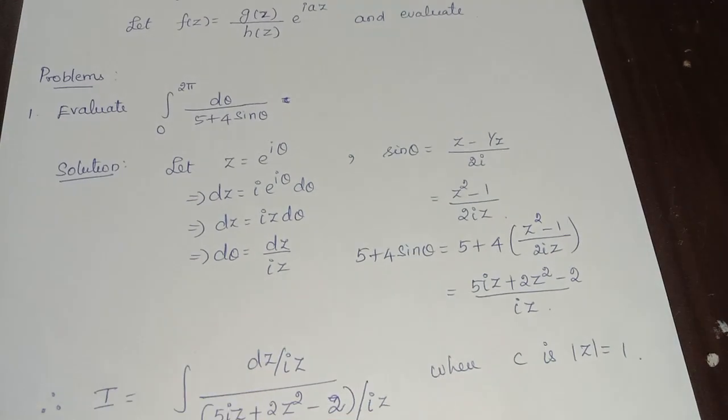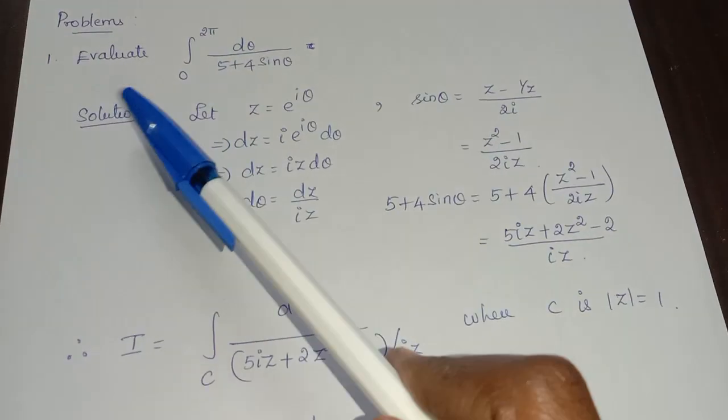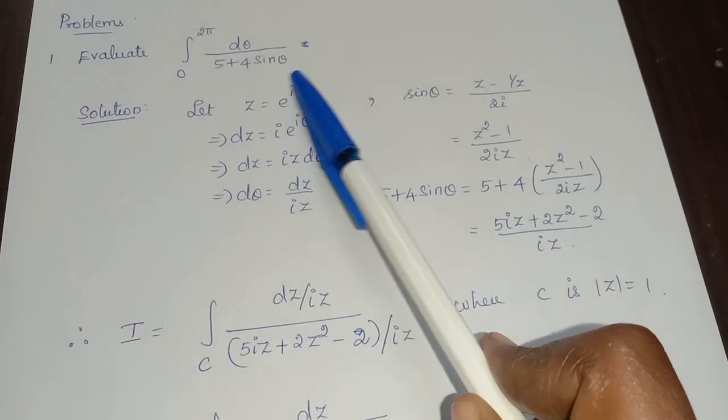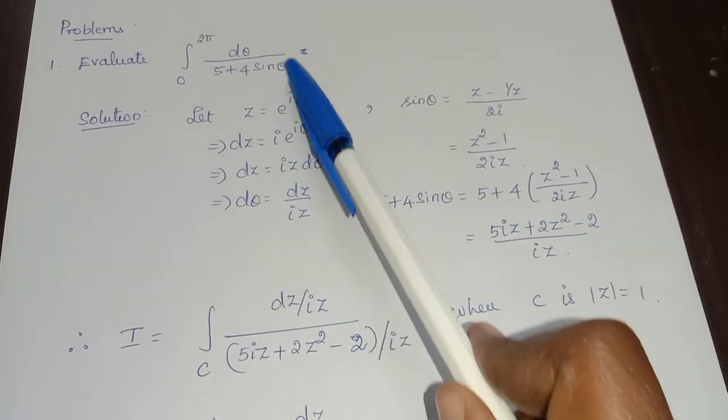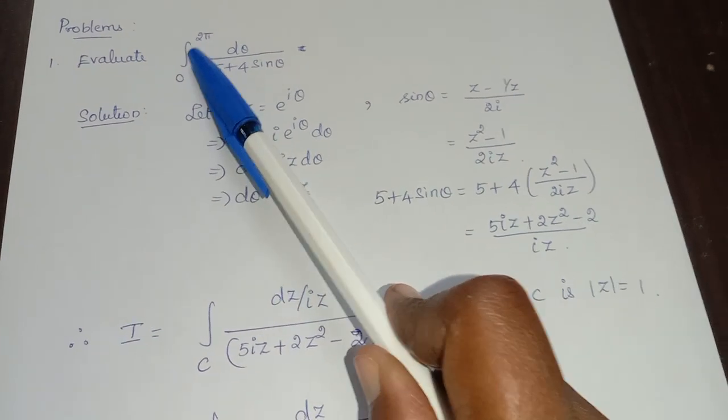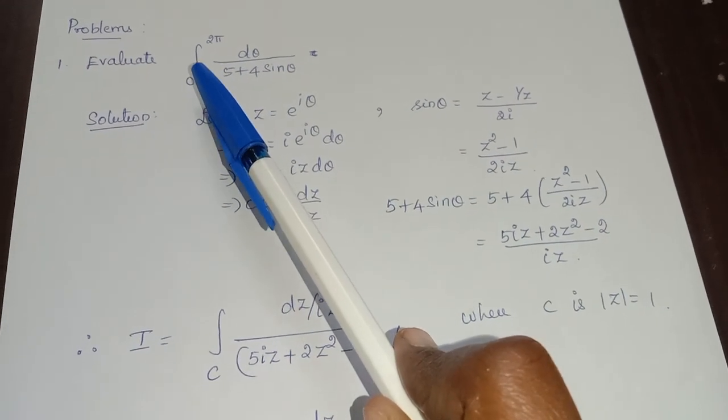This is the problem under model 1. Evaluate integral 0 to 2 pi d theta by 5 plus 4 sin theta. Look at this one. This is a real valued function only. We have to evaluate between 0 to 2 pi, so it comes under type 1.